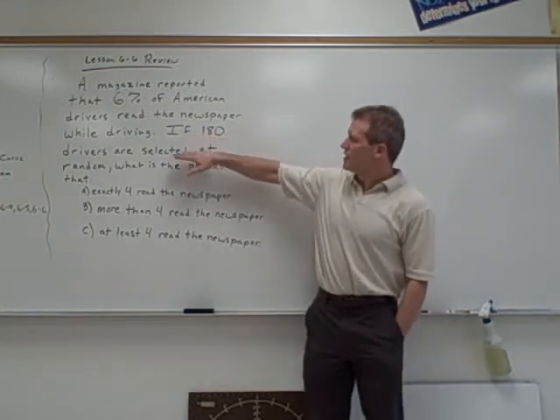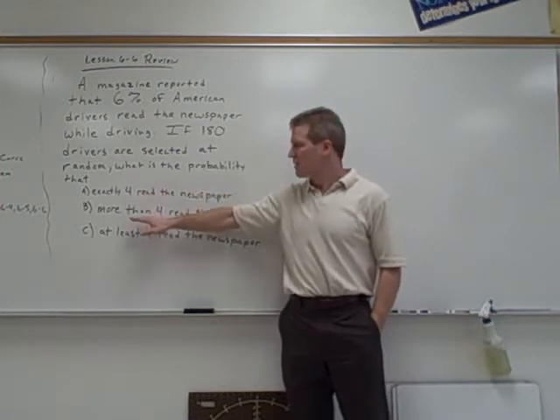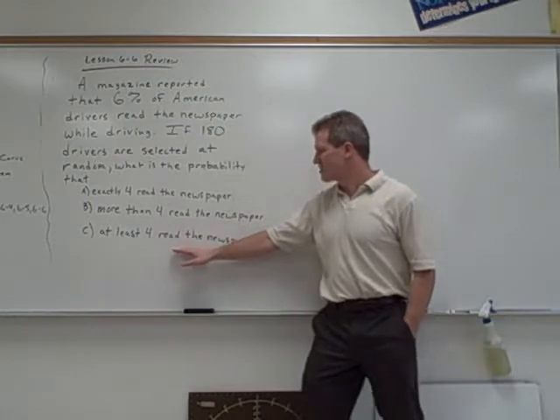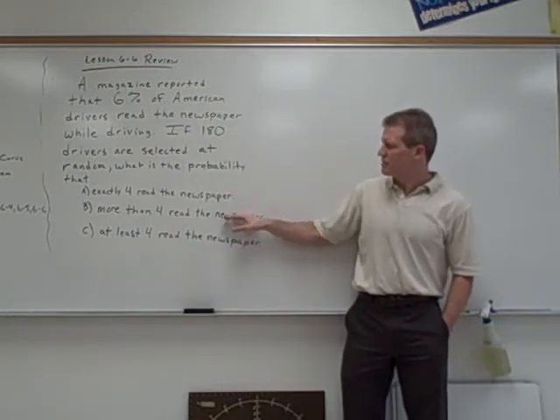But if 180 drivers are selected at random, what is the probability that exactly 4 read the newspaper? What is the probability that more than 4 read the newspaper? What is the probability that at least 4 read the newspaper? So I want to talk about how to set this up and how to find each of these.